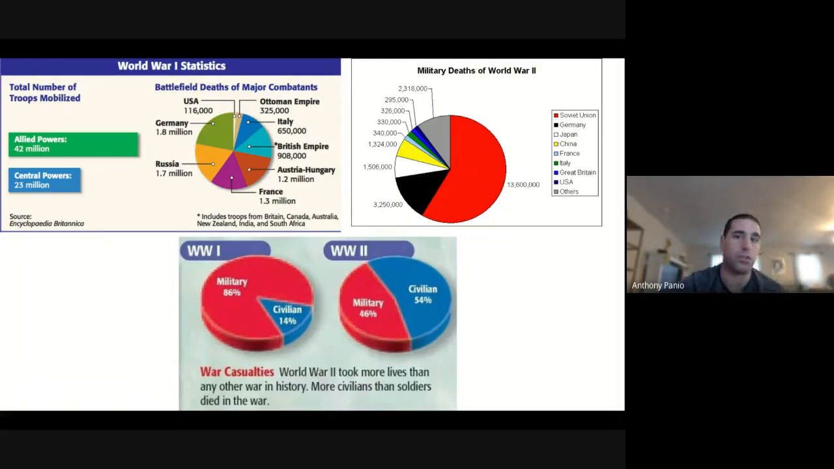Now I want to just leave this with you here. Take a look at World War II. One country, the Soviet Union, had 13.6 million people killed. That's just one country. So as bad as World War I is, World War II is a lot worse. So World War I is horrible. It becomes the second deadliest war in world history after World War II.